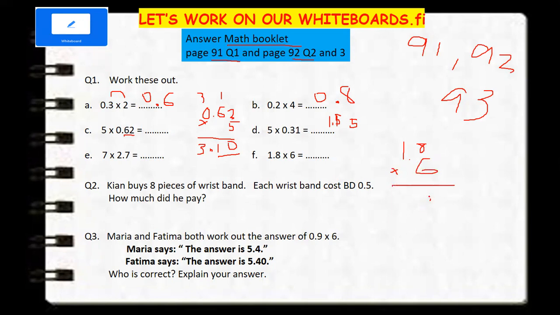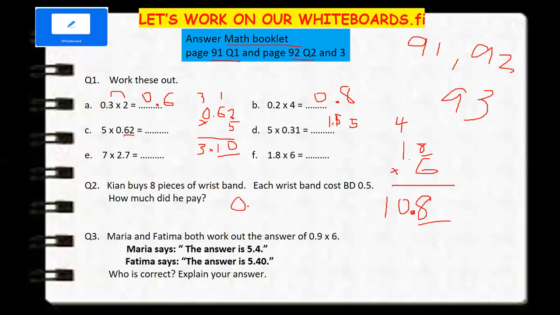This is 48. Carry 4. 6 times 1 is 6. Plus 4 is 10. How many decimal places do we have? 1. So 10.8. Okay, because we have 1. Okay, now I want you to solve this one by yourself. Pause your video. 0.5 times 8.